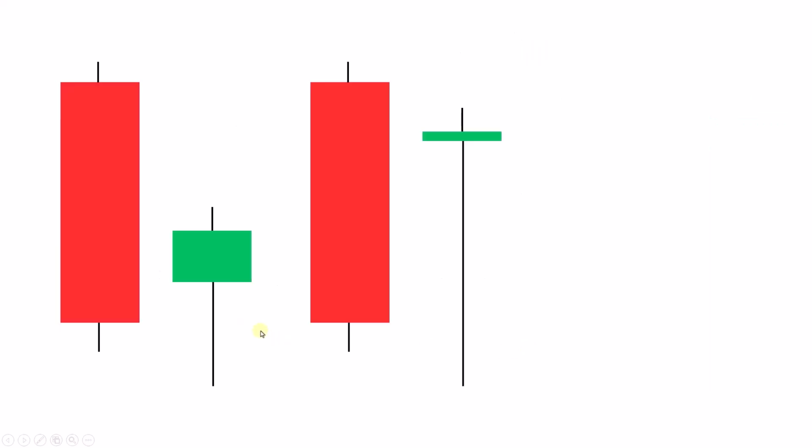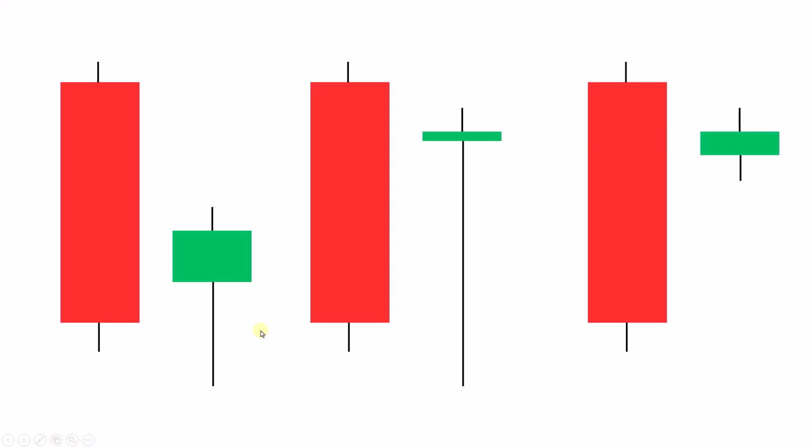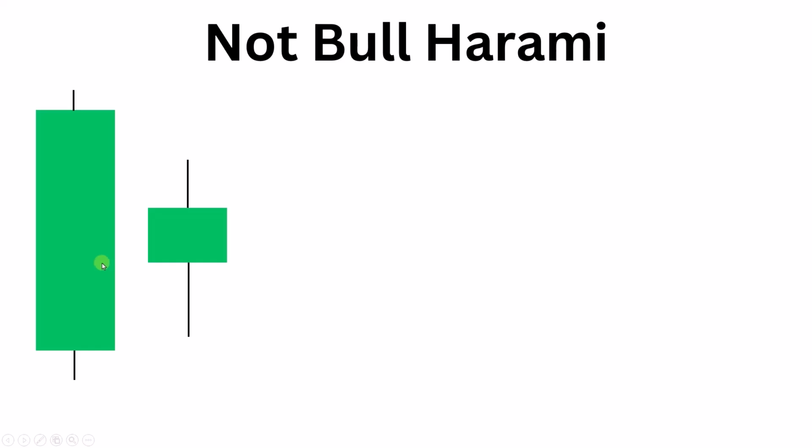Alright, so this is a valid harami. This is also a valid harami. This is also a valid harami. This is not valid because we want the first candle to be red here. Okay, in the bear harami we wanted the first candle to be green, but in bull harami we want the first candle to be red.